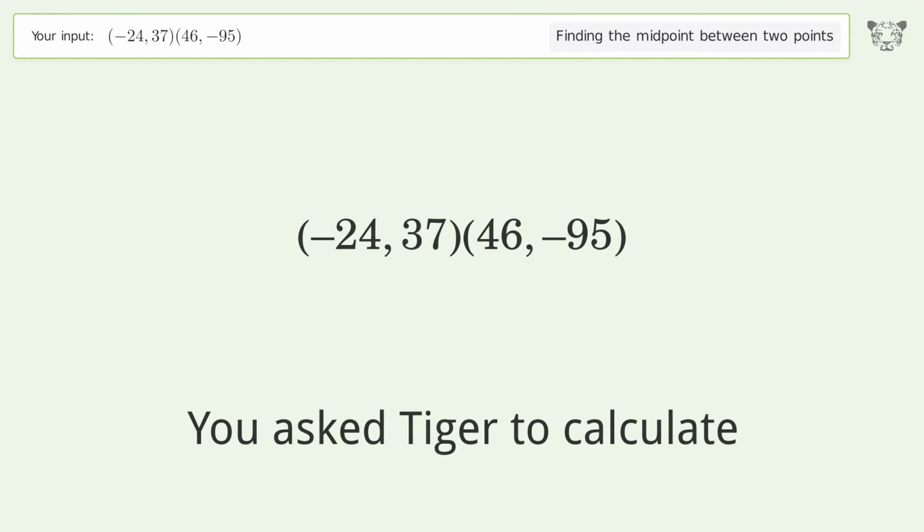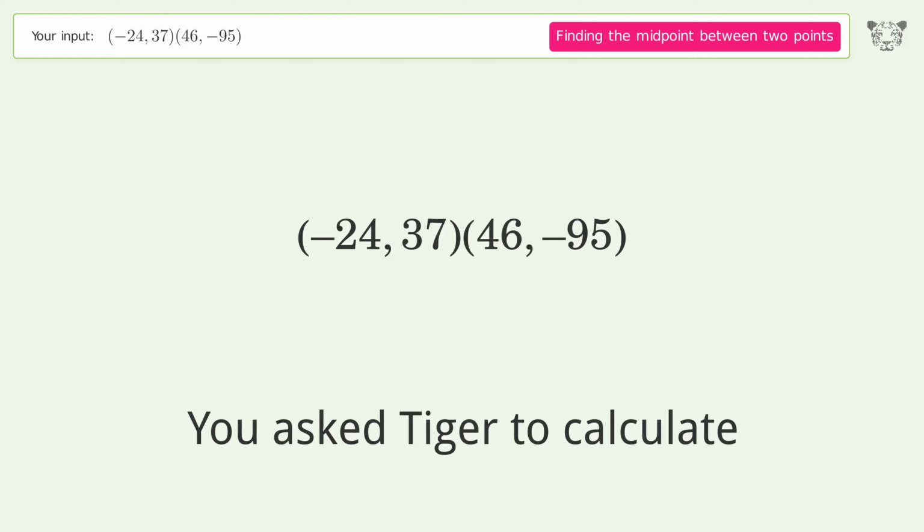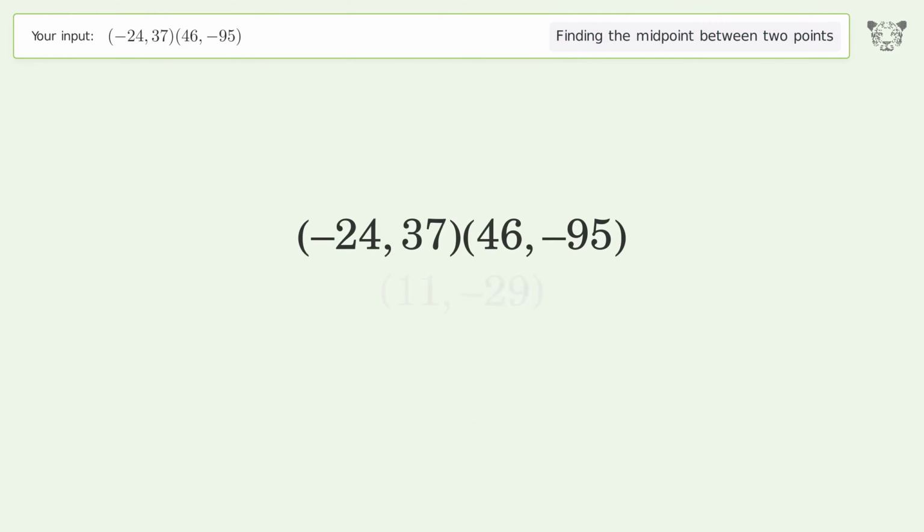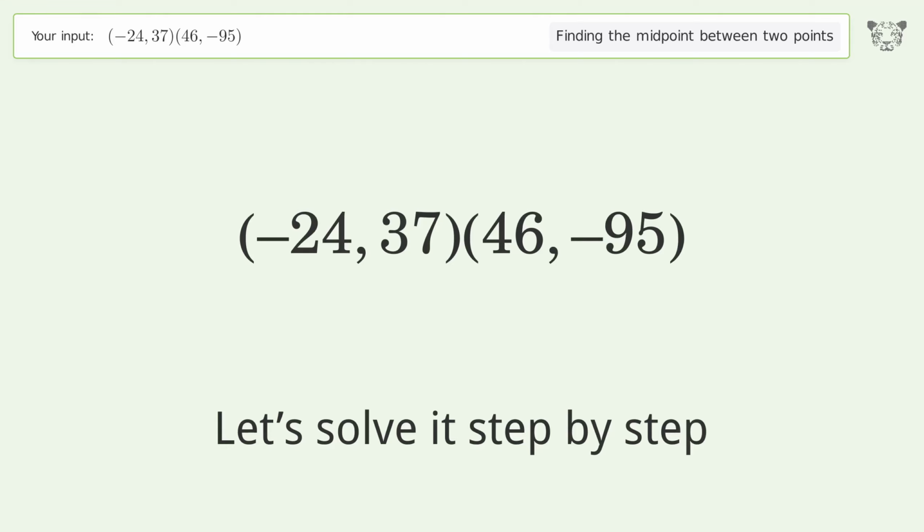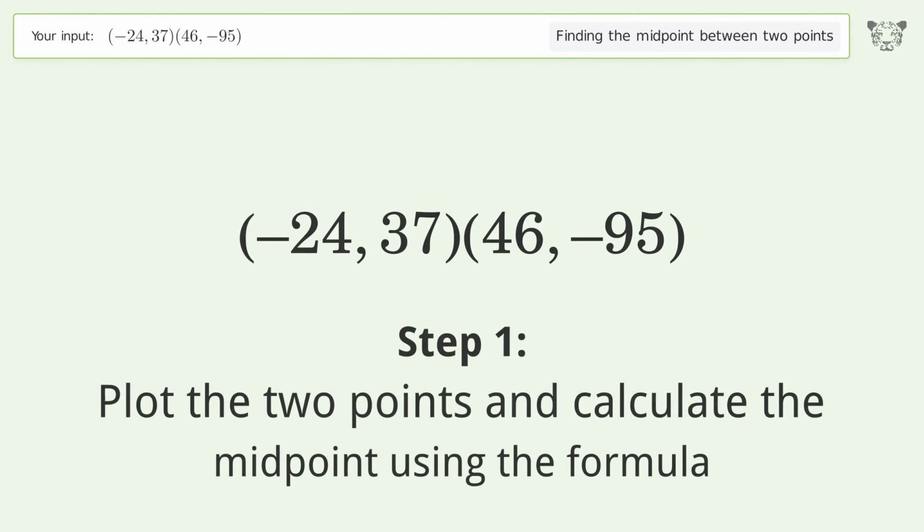You ask Tiger to calculate. This deals with finding the midpoint between 2 points. The midpoint between the 2 points is 11, -29. Let's solve it step by step. Plot the 2 points and calculate the midpoint using the formula.